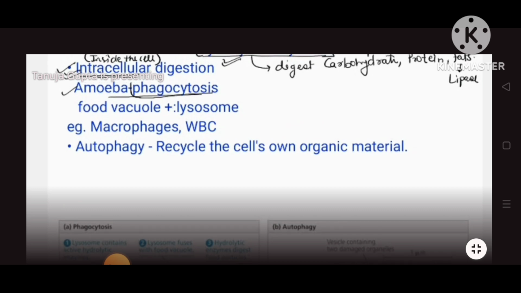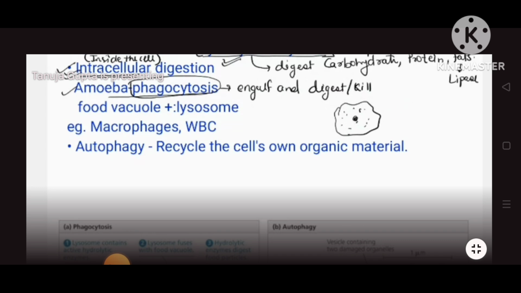Now what do you mean by phagocytosis? Phagocytosis means you engulf and digest, or you can say just kill it. So what does amoeba actually do? Suppose this is the amoeba, right? Amoeba has an irregular shape, it does not have a fixed shape. Suppose there is food present outside. So what does amoeba do? Amoeba will make false feet. This is the nucleus, which I am drawing as a black dot.